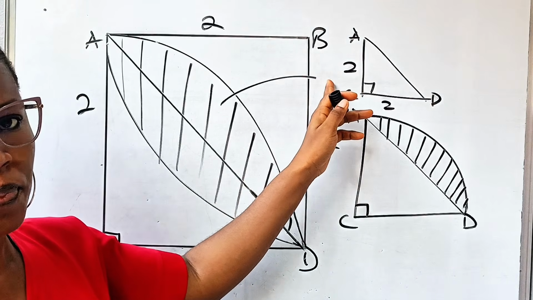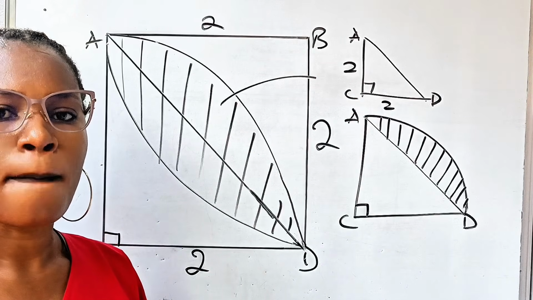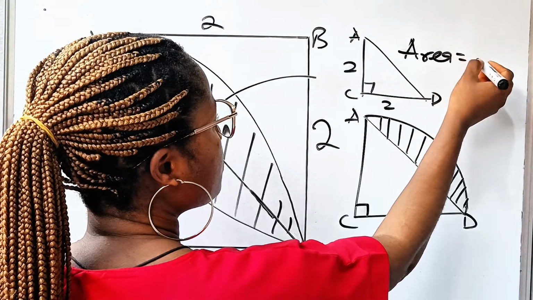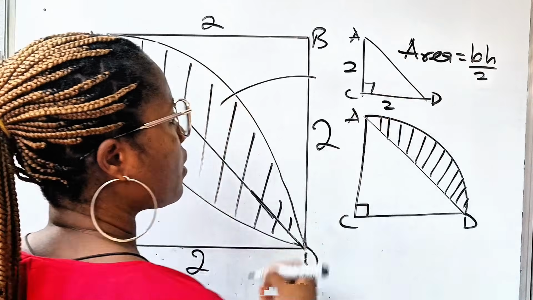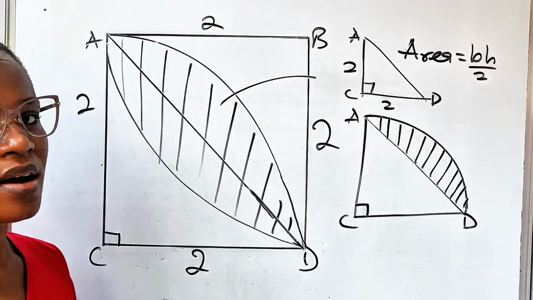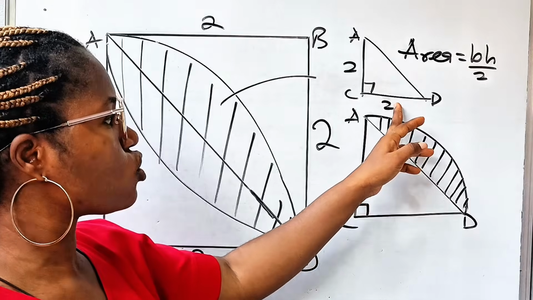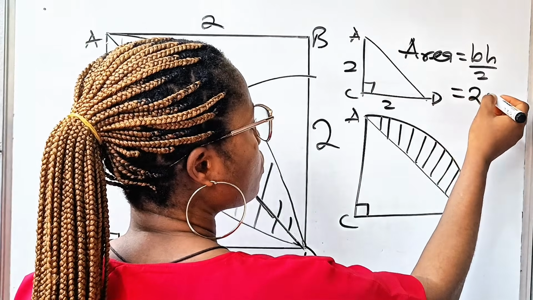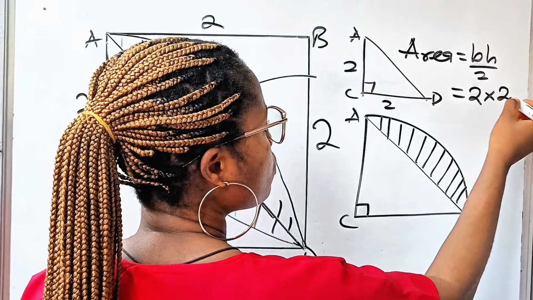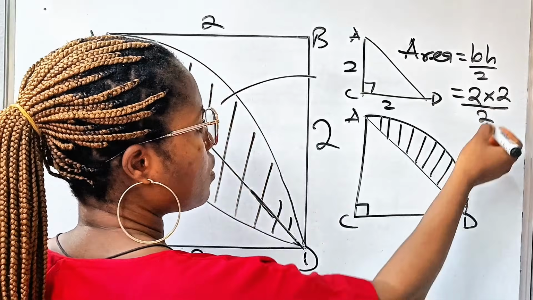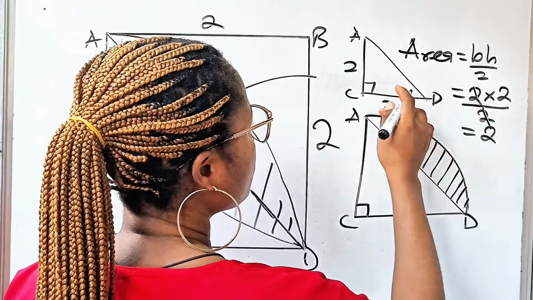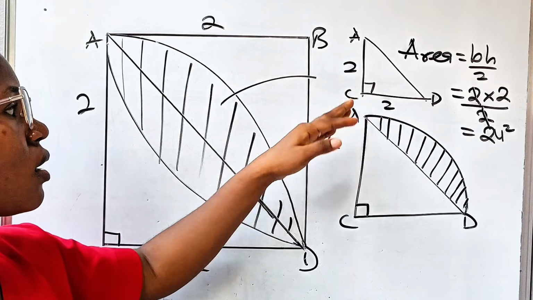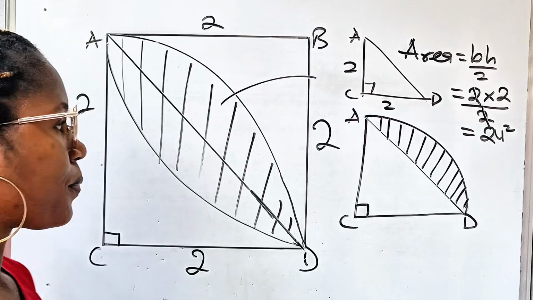Now let's find the area. Area of a triangle is half base times height, right? So the area is equal to the base times the height divided by 2. The base is 2, the height is 2. So we'll have 2 multiplied by 2 divided by 2. We remove this, we have 2. So the area of the triangle is 2 units squared.